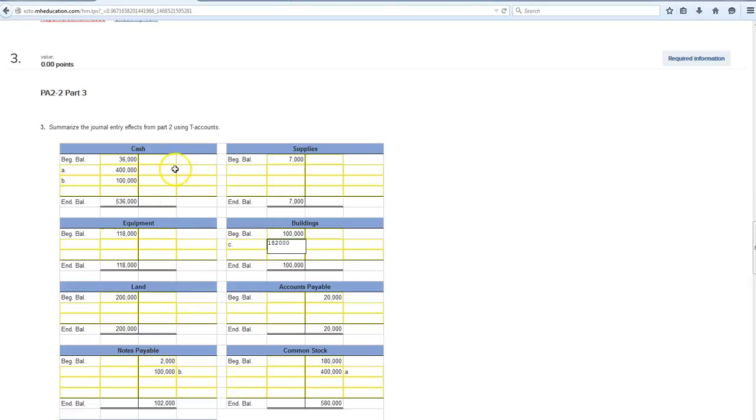And then we go to cash. Transaction C. Don't start with the top line because that's for the beginning balances. $82,000 on the credit side and notes payable, transaction C, also on the credit side. Now notice how Connect has been calculating these balances for us. Makes it a little bit easier, doesn't it?